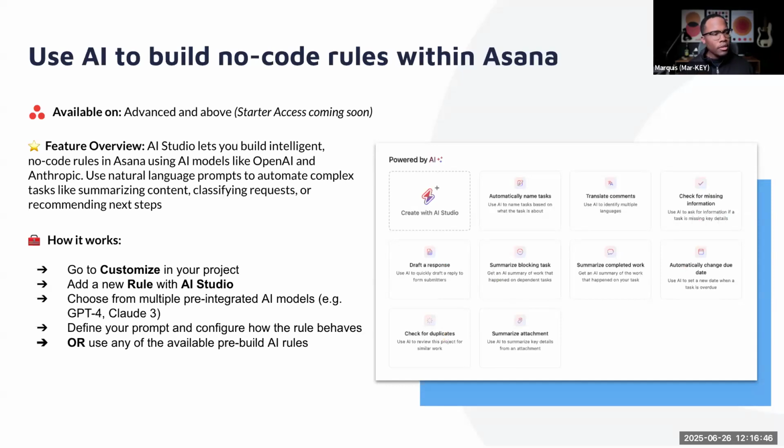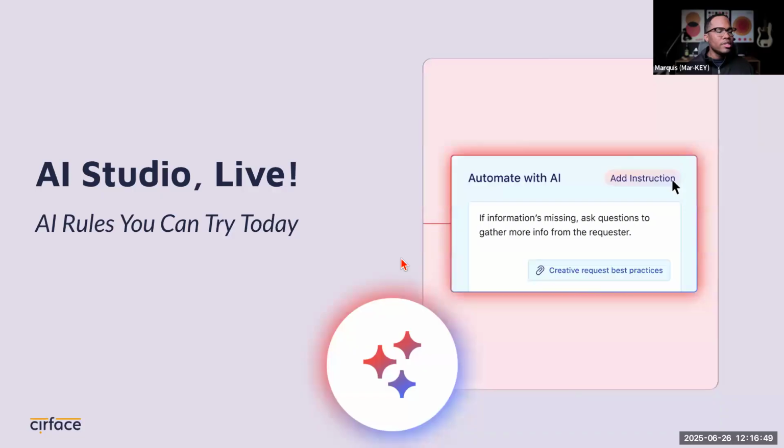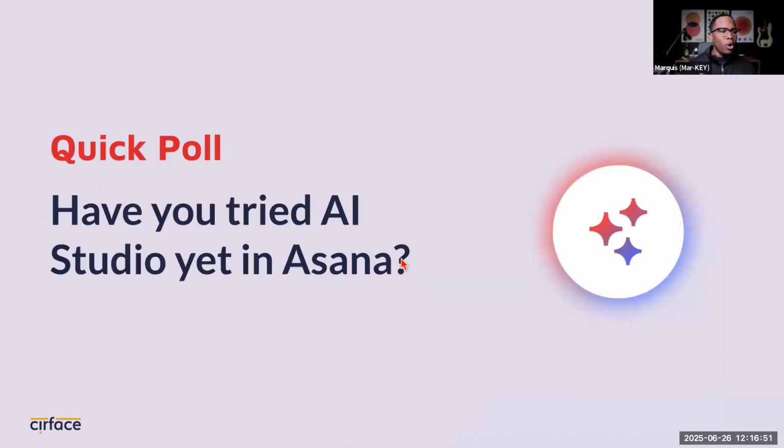But before I do, let's just take a quick poll. This is where I need your participation, please and thanks. I would love to know, have you tried AI Studio yet inside of Asana? We've got a yes, we have, and a no. And I'll wait 10 to 15 seconds for you to make your choice there. No, all right. Oh, we're half and half.